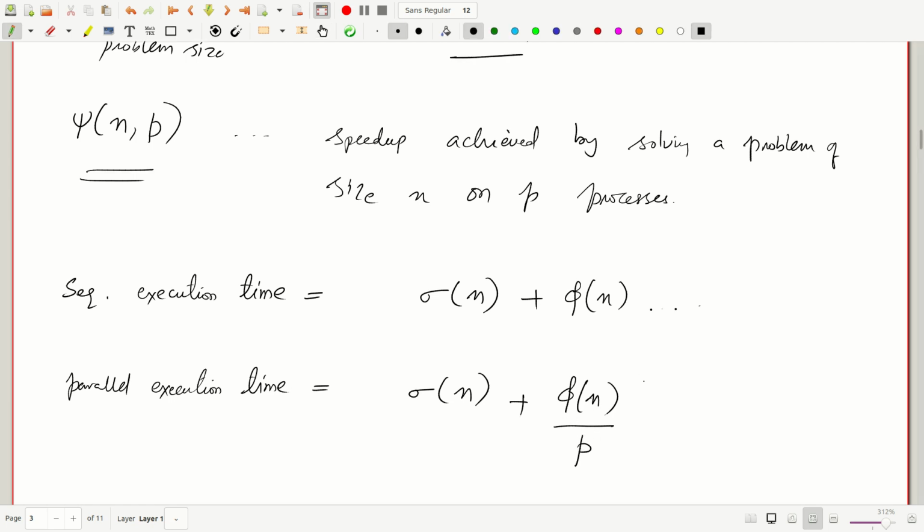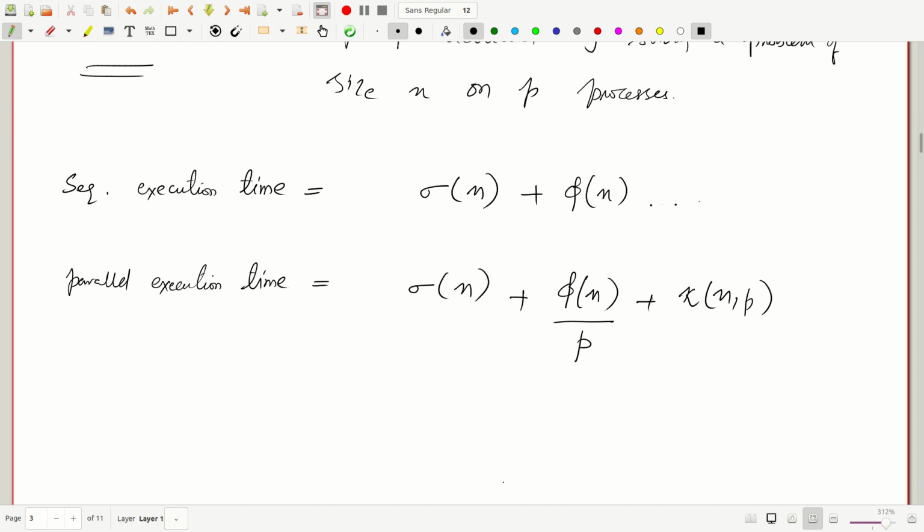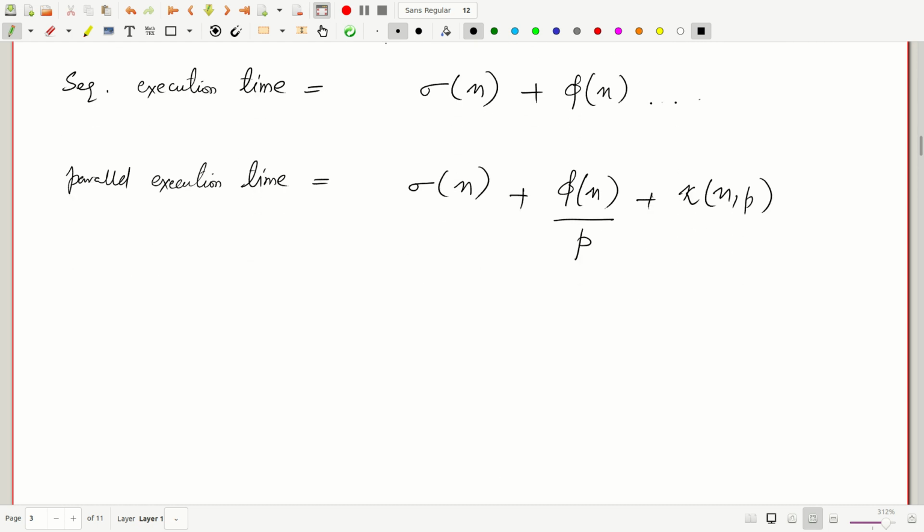so it will be phi n by p, plus you have the communication overheads, that is basically the overheads which are associated with the communication or redundancy as well as creation and destruction of the processes. So you have kappa of n, p, right? So this is the total parallel execution time. Okay, that means we can now easily define our speed up from these 2 definitions, right, of the sequential execution time to the parallel execution time ratio.